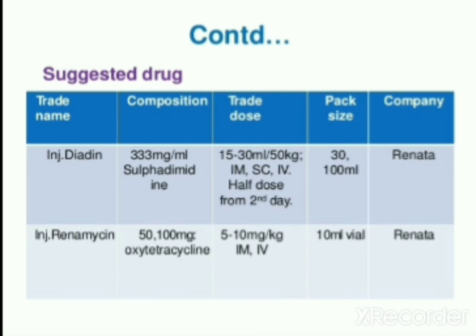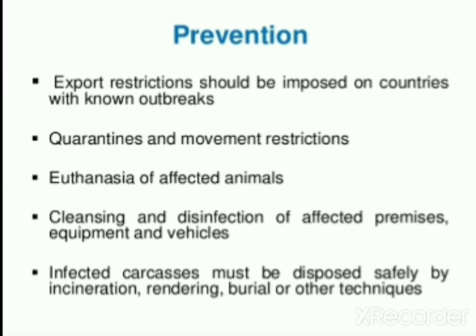Trade names: Angidiodine and Renamycin, sulfadimidine 5 to 30 grams per kg, intramuscular or IV, half dose from 2 days, 30 to 100 ml Renata. Oxytetracycline 5 to 10 mg per kilogram, intramuscular or intravenous, 10 ml of vial or Renata.